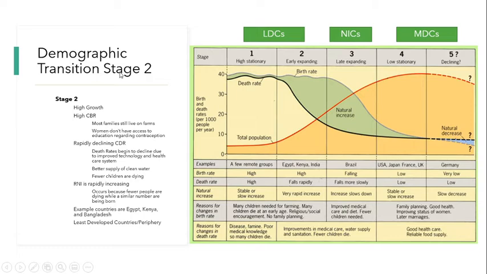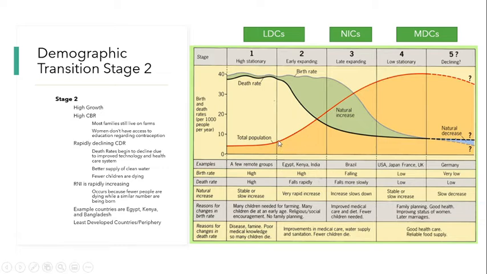Moving to stage 2. Demographic transition model stage 2. So there's a very high growth. You still have a very high crude birth rate. Most families still live on farms, so they still need lots of children to help them out in these farms. Notice that this bar right here, reasons for changes in birth rate, it expands over here into stage 2, because it's the same reason. They need many children so they can help them out on the farms.